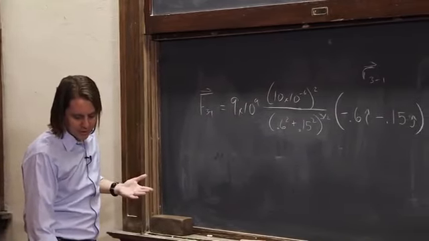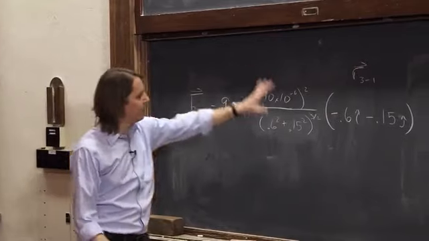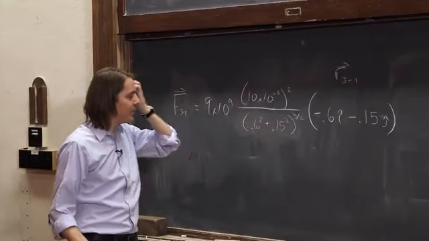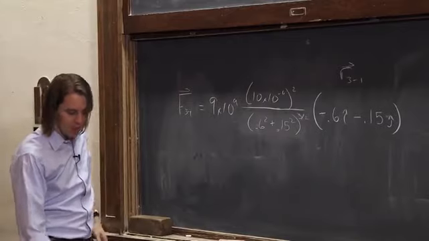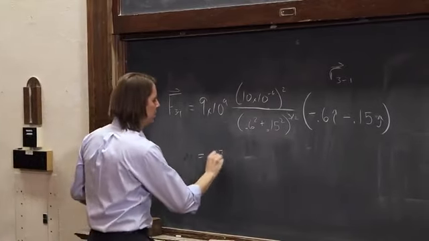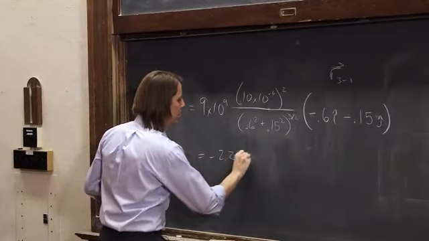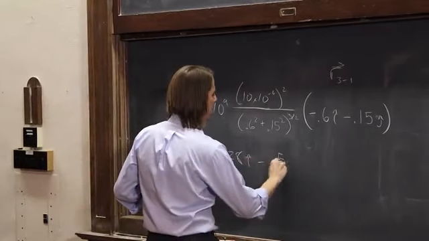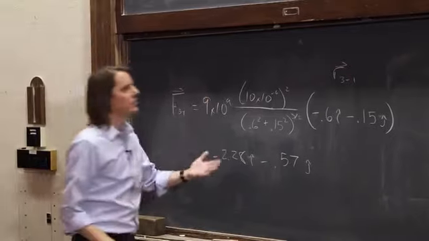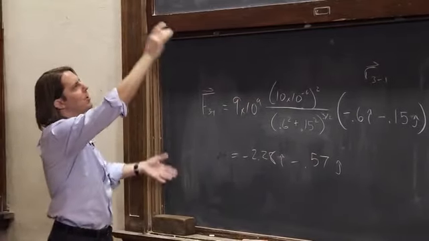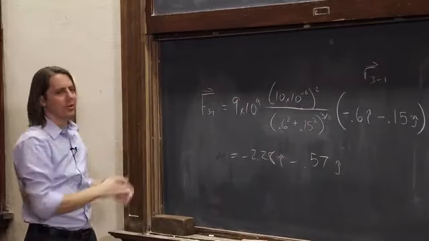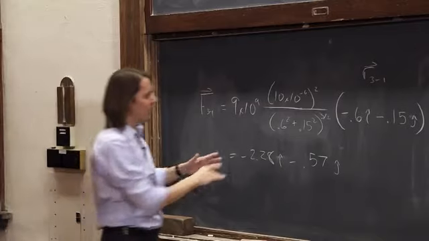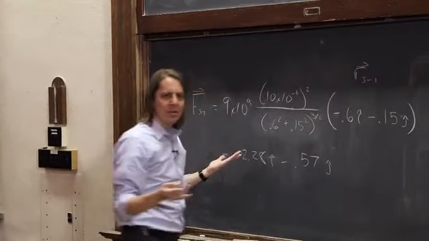If you break that down into components, solve everything, do this 0.6 squared plus 0.15 squared to the 3 halves, you'll get minus 2.28 I hat and minus 0.57 j hat. It gives the same thing we got last time. And then when you go add them up, F21, F41, F31, of course, you still get the same thing. So you see, we got the same answer with this formula, but we never did any trig.